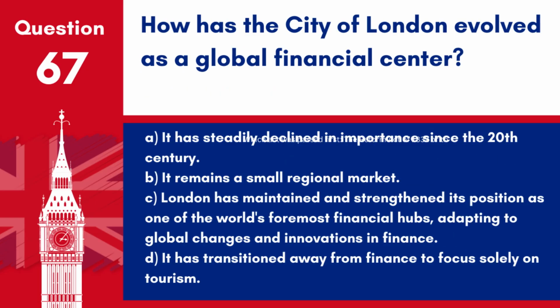Question 67. How has the City of London evolved as a global financial centre? A. It has steadily declined in importance since the 20th century. B. It remains a small regional market. C. London has maintained and strengthened its position as one of the world's foremost financial hubs, adapting to global changes and innovations in finance. D. It has transitioned away from finance to focus solely on tourism.